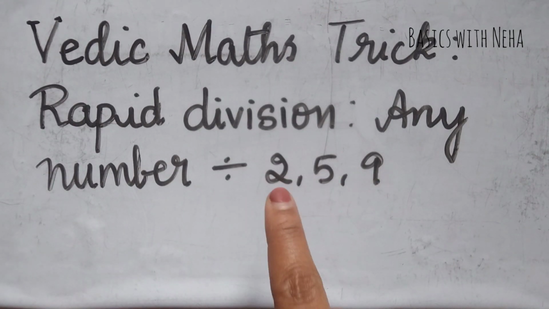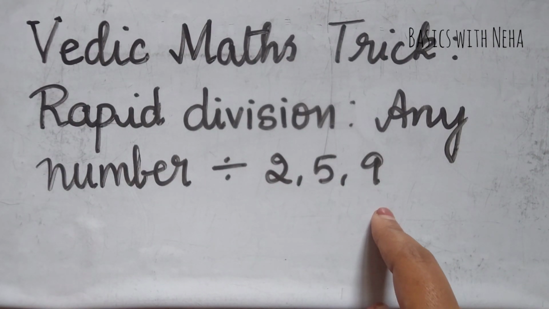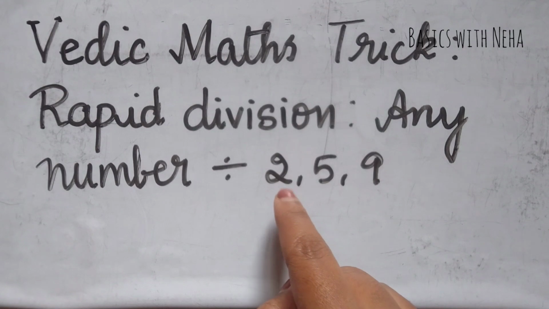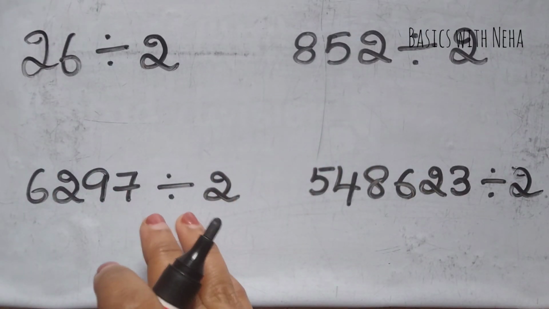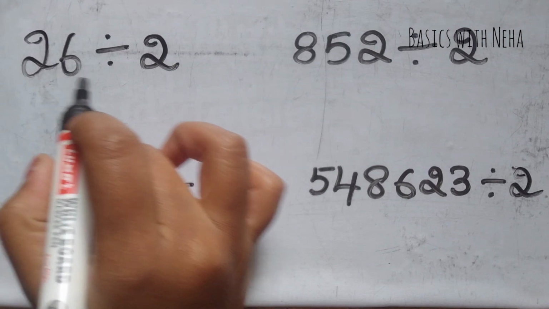Today we are going to try a Vedic maths trick for rapid division, that is any number divided by 2, 5 and 9. Let's start one by one. Let's try any number divided by 2. So I've taken a few numbers divided by 2. You have to just half the number.